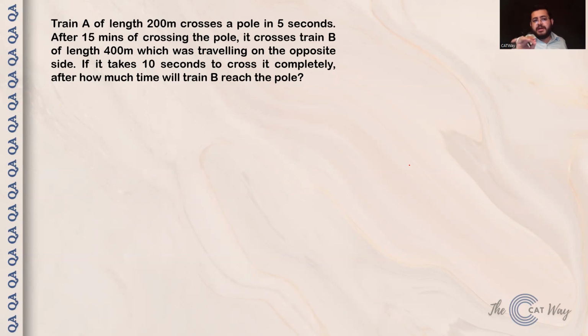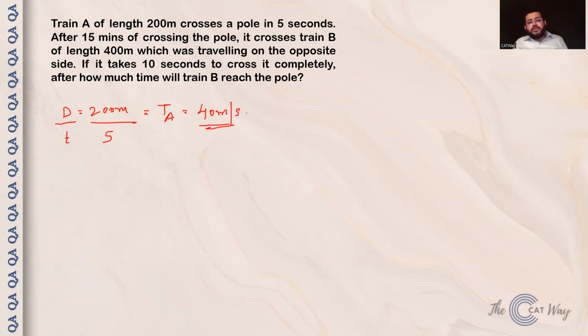So we have been given that a train of length 200 meters crosses a pole in 5 seconds. First thing, because it crosses a pole, we know that the distance we are going to take will be 200 meters. That is the length of the train. And we know the time taken is 5 seconds, right? So we'll be able to calculate the speed of train A. Train A's speed we'll be getting as 40 meters per second, right?